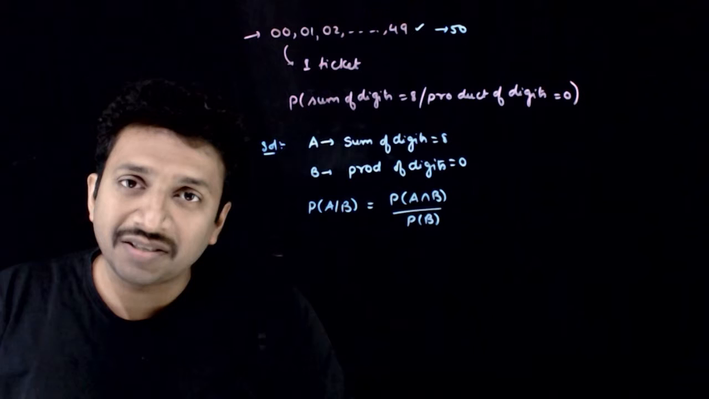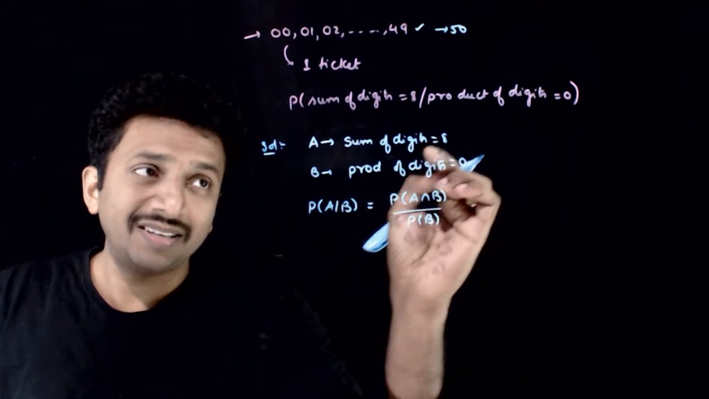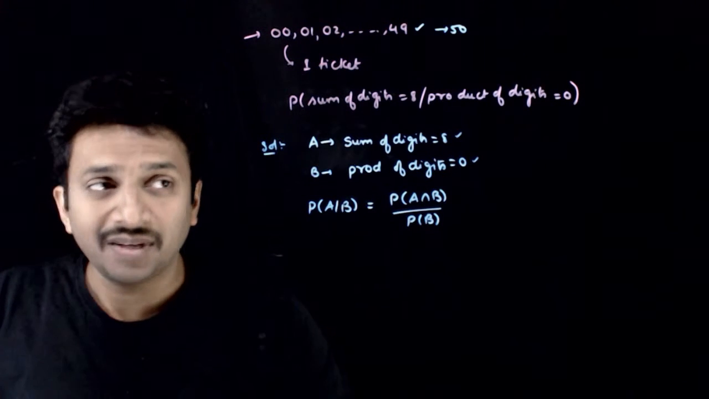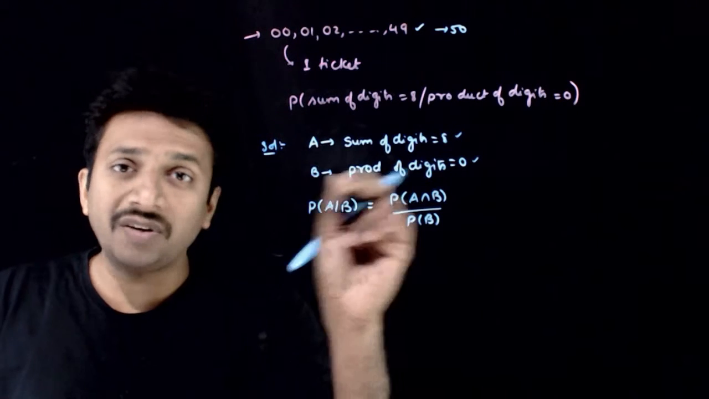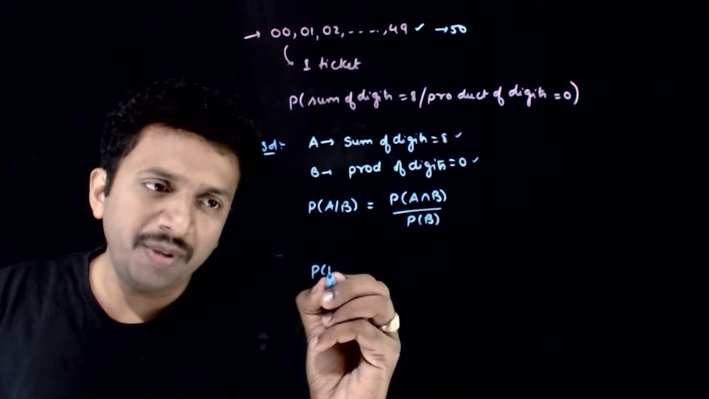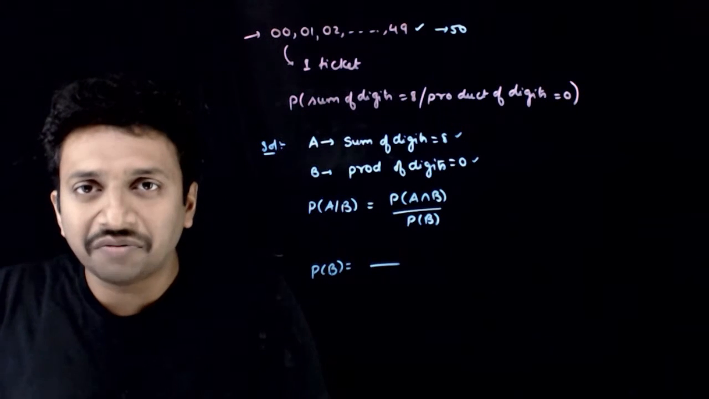Now what is P of A intersection B? P of A intersection B is the probability that the sum of the digits is 8 and also the product of the digits is 0. And P of B is the probability that the product of digits is 0. So first let us find P of B. So P of B is equal to something by something. So the denominator is very easy to find.